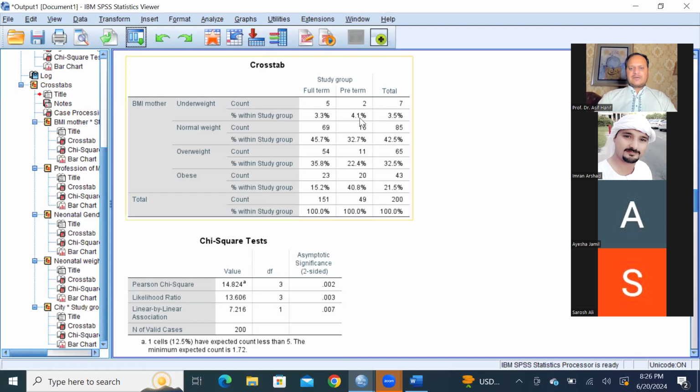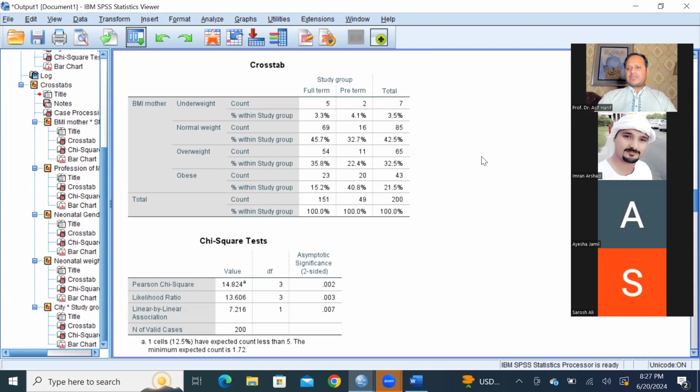Now you will look at the percentages. Look, this is 4.1%, 32.7, 22.7, and 40. For preterm birth, overweight and obese are making the higher ratio, almost about 63%. There were 63% of females who delivered preterm birth and they were overweight or obese. So preterm birth was associated with overweight and obese. This is the right way to interpret your table. You need to look at the percentages.